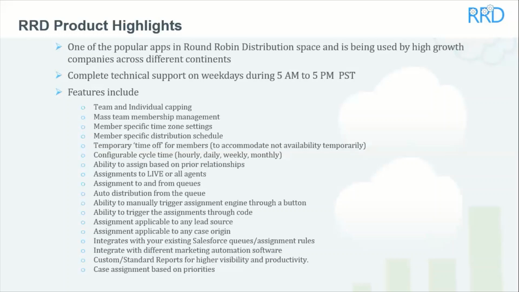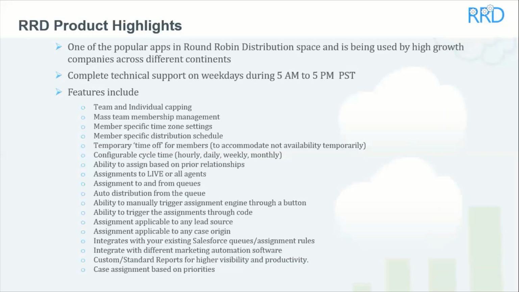We are probably one of the fewer apps in the market that lets you define relationships in the context of leads and cases. The way we use that is, if a lead comes from somebody that I'm already dealing with, it's going to bypass RRD distribution. It's going to come to the person who's dealing with this lead. Or more importantly, if you're working on a particular case and the same person opens another case, it's going to go back to the person, bypassing RRD altogether.